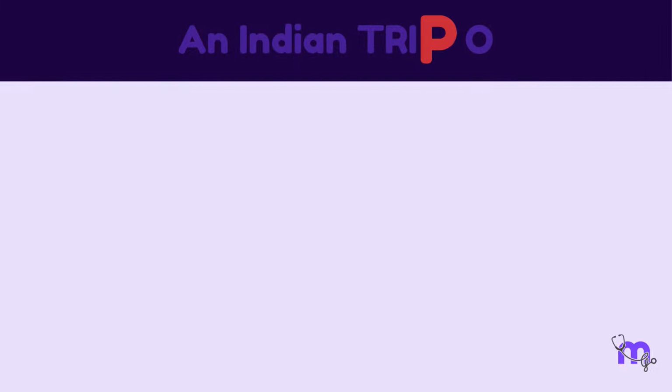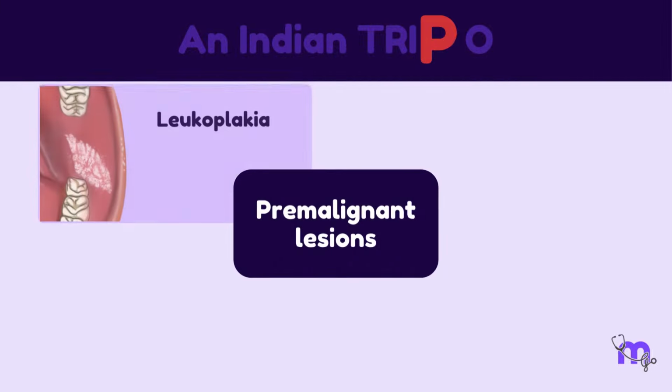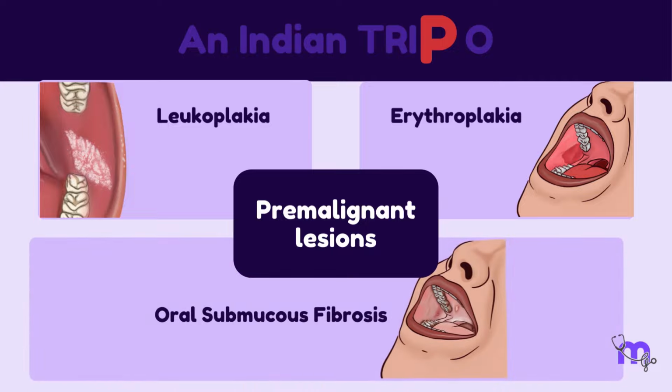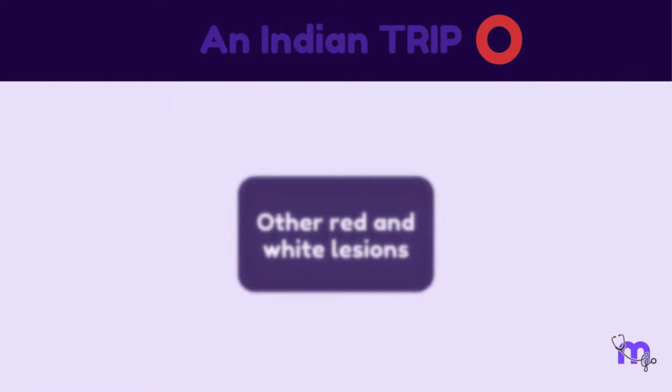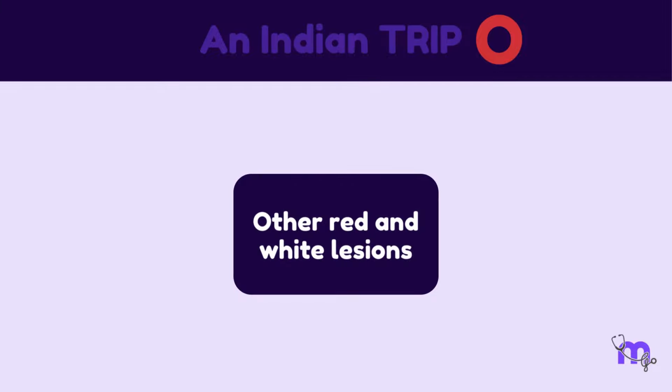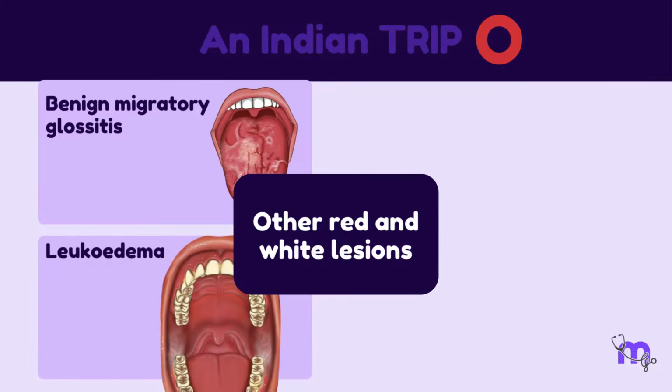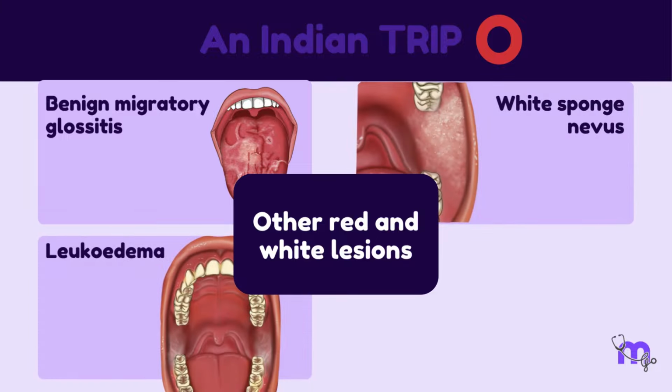The next category of pre-malignant lesions includes leukoplakia, erythroplakia, and oral submucous fibrosis. And other red and white lesions include benign migratory glossitis, leukedema, white sponge nevus, and hairy tongue.